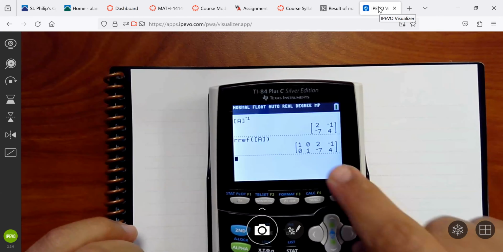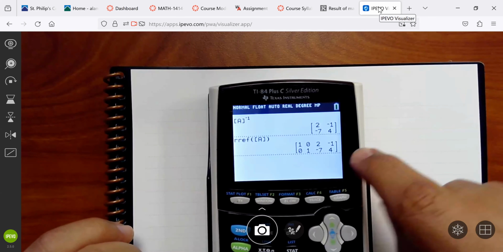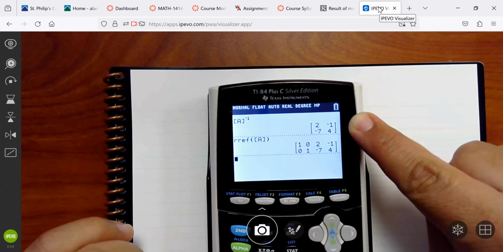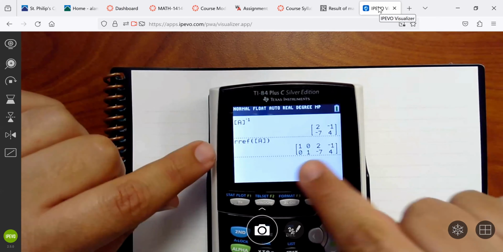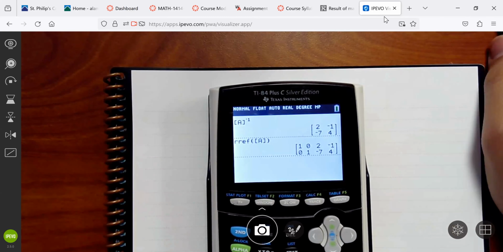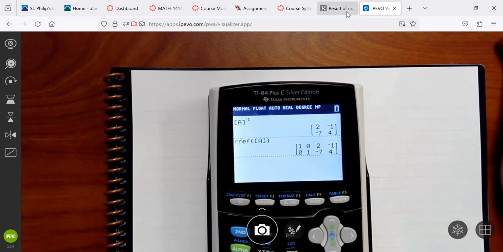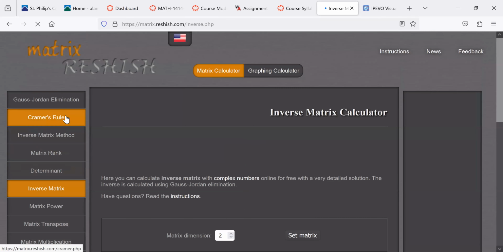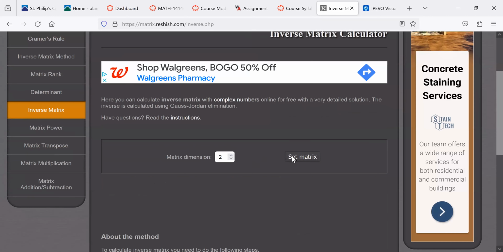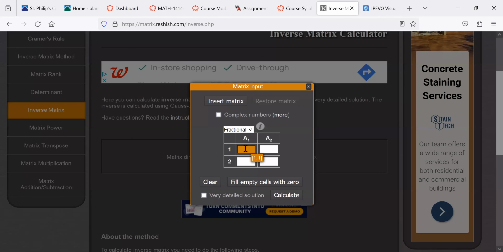So see how the solution over here is A inverse. That's what I mean. You solve that version of A to get that. You can also use a solver. There's many different ones. Just type in the dimension, which is a 2x2, and then just tell it to do inverse.